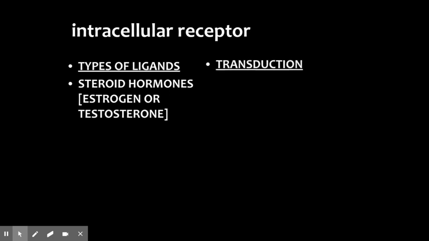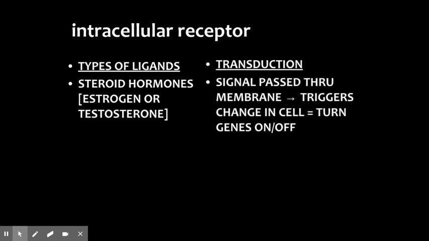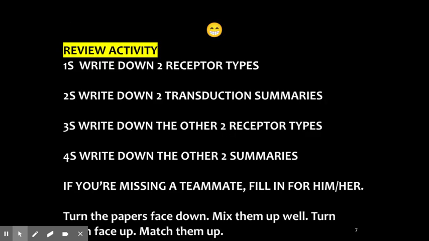These are lipid-based hormones. Transduction: the signal passes through the membrane, triggers a change in the cell, and this turns genes on or off. Now, I have a built-in review activity. Obviously, working at home, you don't have a team to work with, but what you could do is just gather up some scrap papers and first just write down two receptor types, and then any two transduction summaries, and then write down the two other receptor types and the other two summaries.